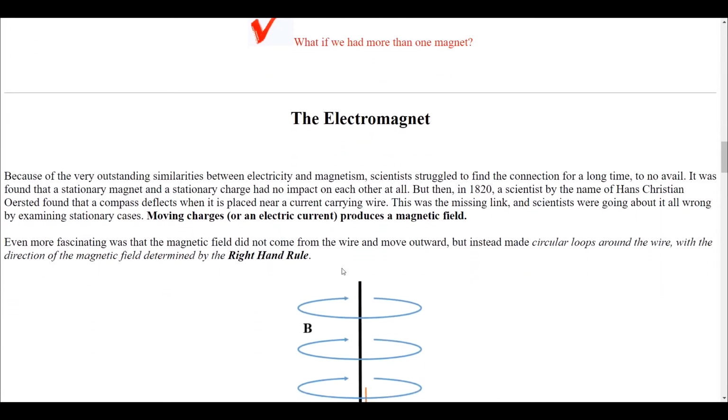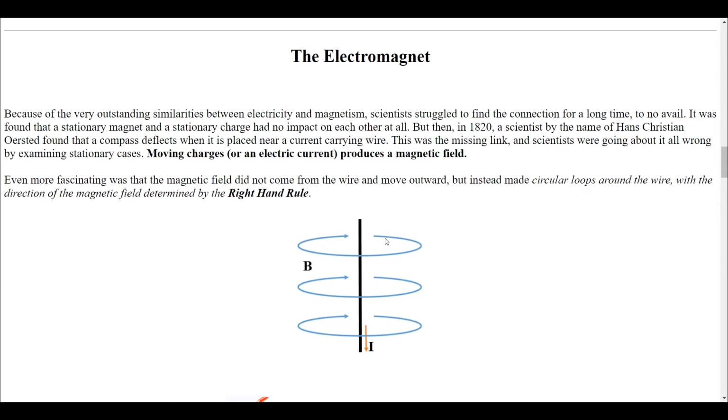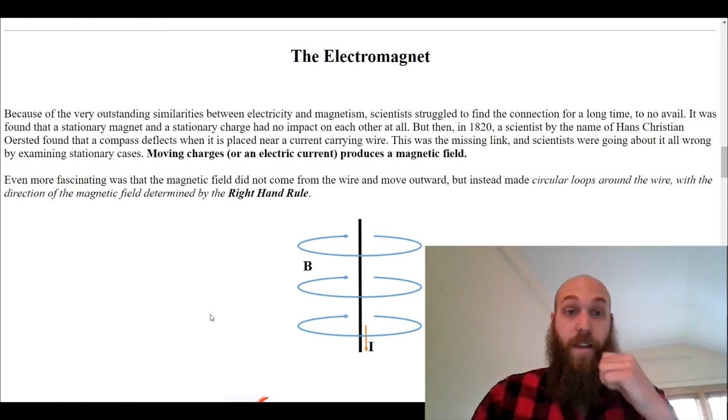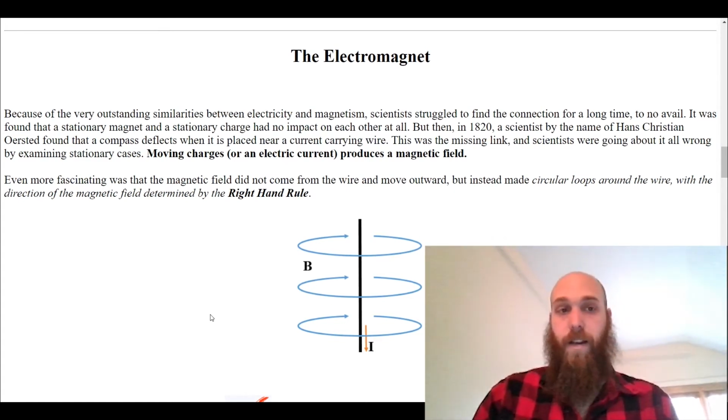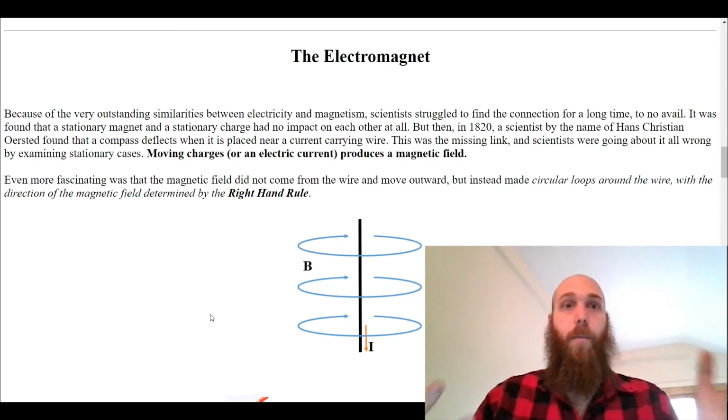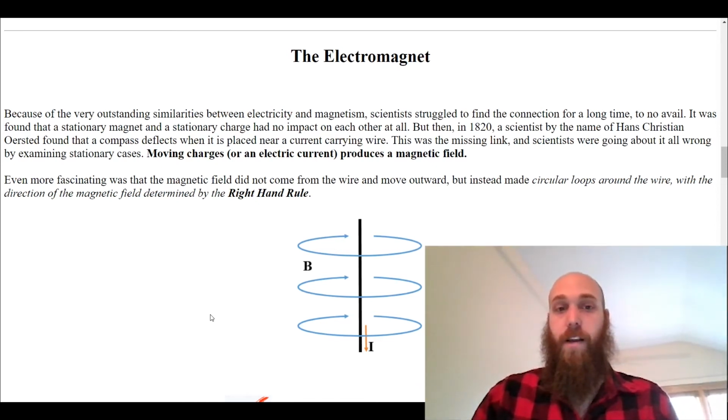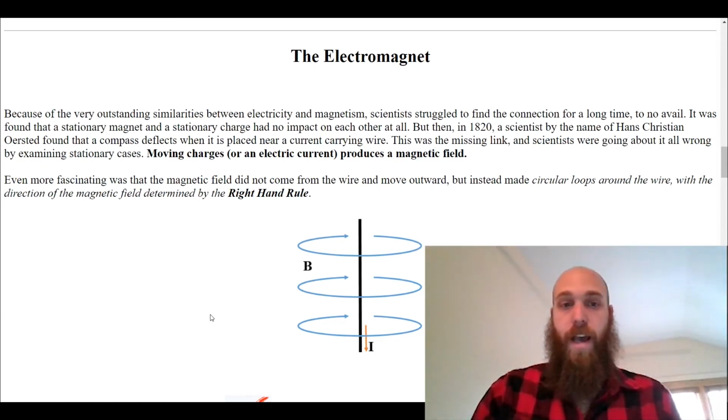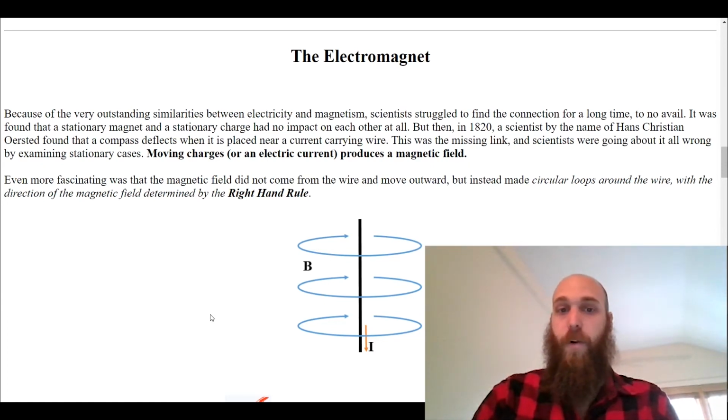And so if you were to look at the magnetic field around a wire, you actually get this circular magnetic field. And the way that we know which direction this circle is moving is based on the right-hand rule. So that's one of the important things about the electromagnet: moving charges or an electric current can produce a magnetic field. So now there's not just standard bar magnets as the only way to create a magnetic field. You can do it with electricity as well. You get an interesting field if you do that, and the way that we know the shape of that field is from our right-hand rule.